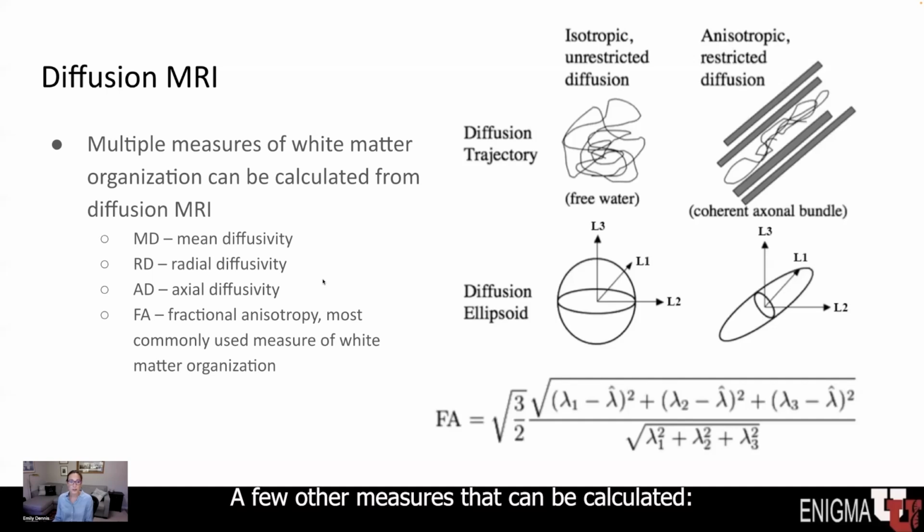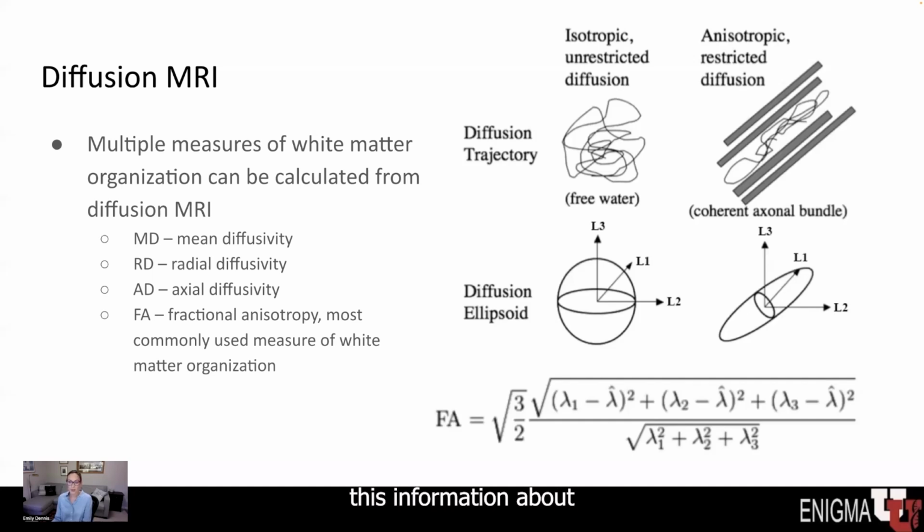A few other measures that can be calculated. Mean diffusivity is just the average of diffusion in all three directions. Radial diffusivity is the average of the diffusion in the two non-primary directions, so perpendicular to the axon bundle. And AD, axial diffusivity, is diffusion along the axon bundle, along the primary vector.